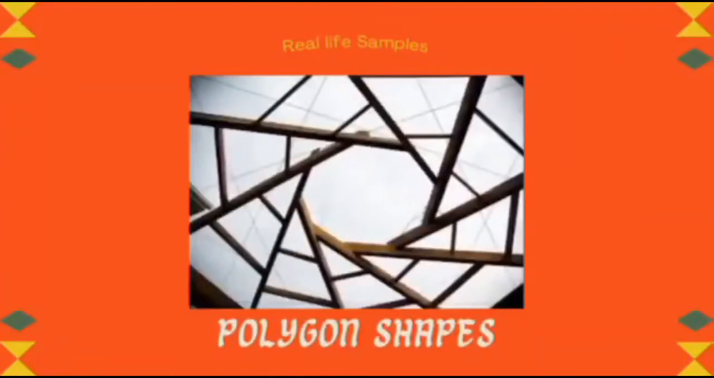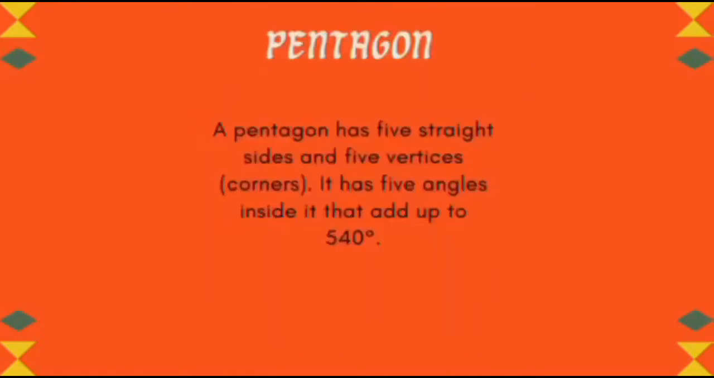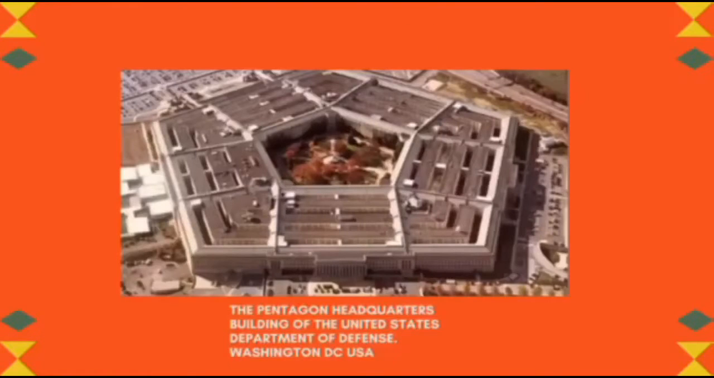Here are the examples of polygon shapes. Pentagon. A pentagon has five straight sides and five vertices. It has five angles inside it that add up to 540 degrees.